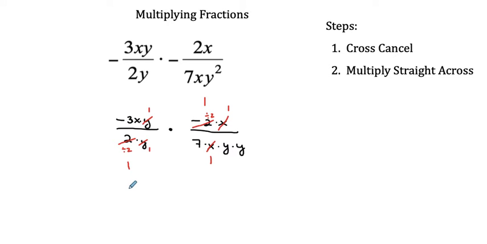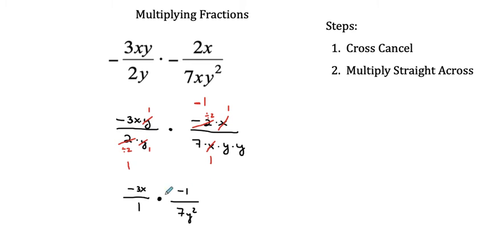So let's rewrite this. We've got negative 3x divided by 1 times 1, that's 1, times negative, oh, I made a mistake here. Nobody told me I made a mistake here. Negative 2 divided by 2 is negative 1. Hopefully you caught that mistake. So I have negative 1 times 1, which is negative 1, over 7 times y, which is 7y squared.